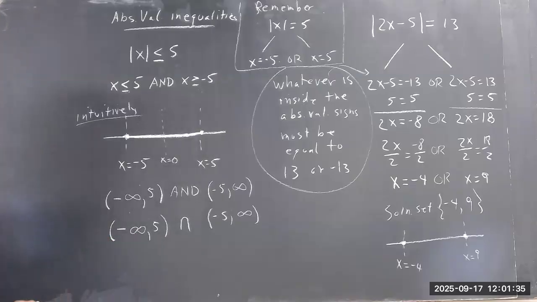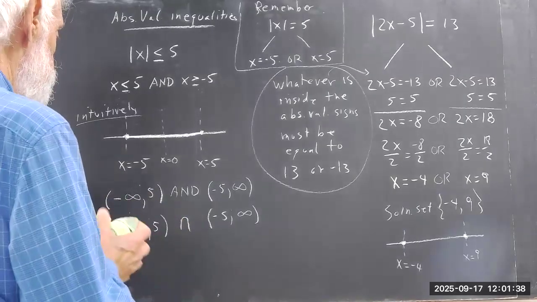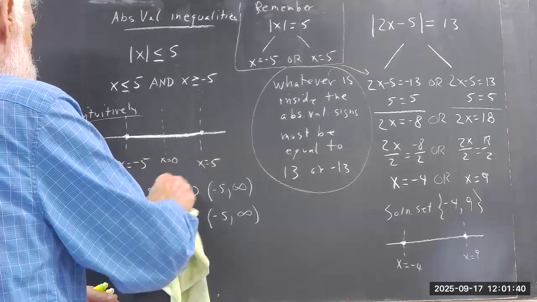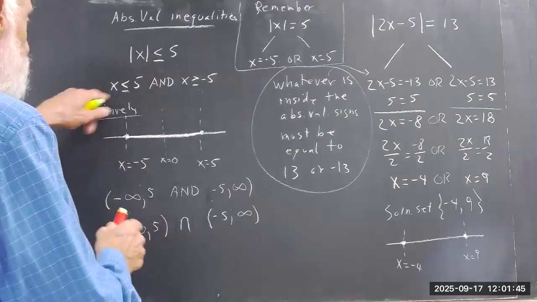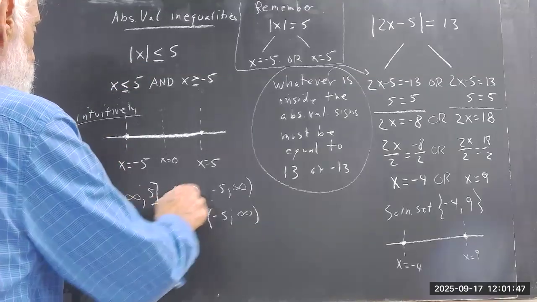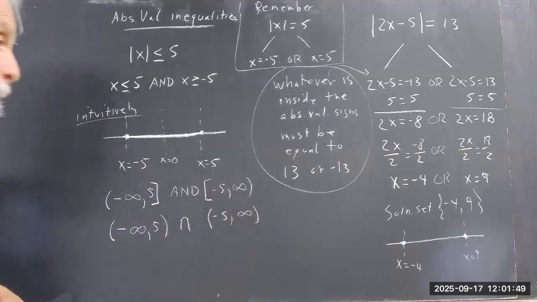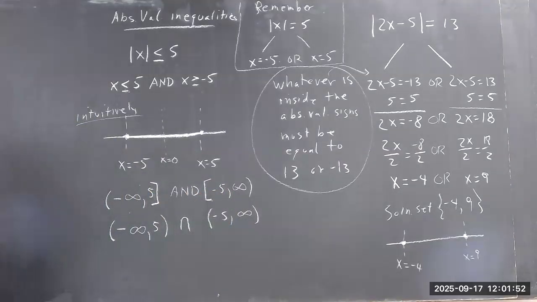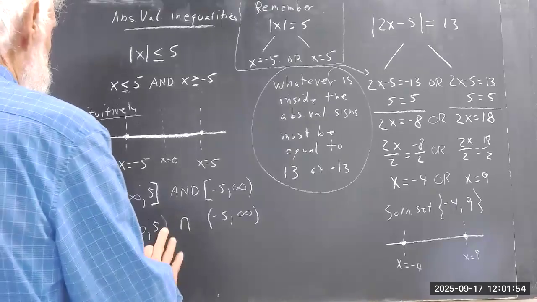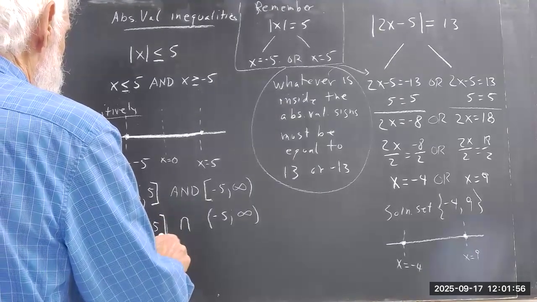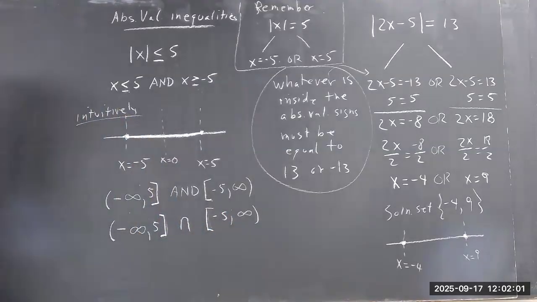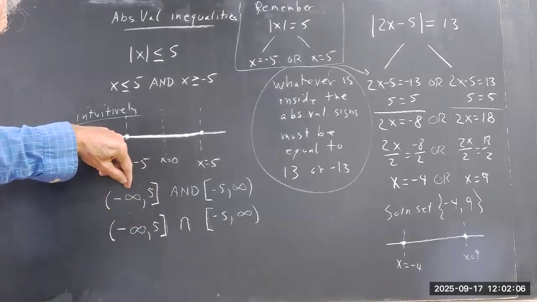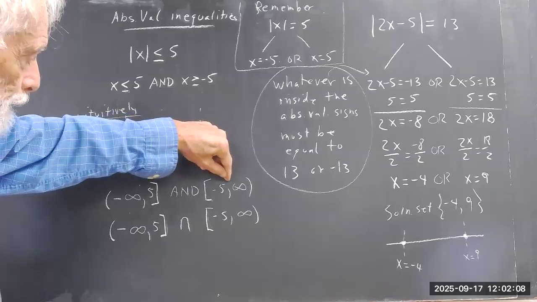Uh-oh. You see the mistake I made? This is a less than or equal. These are less than or equal. I needed a square bracket on the end there, right? Okay. And I need square brackets here. Otherwise, 5 and -5 wouldn't be included. Okay, back to what I was saying now. How to be in this set and in this set.